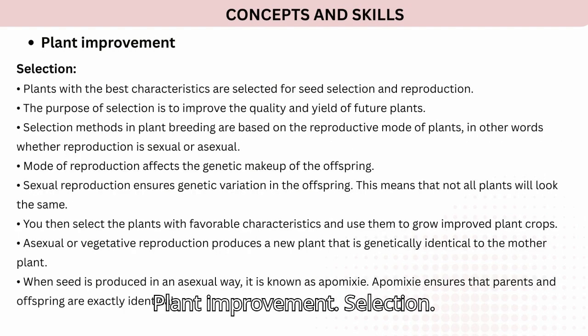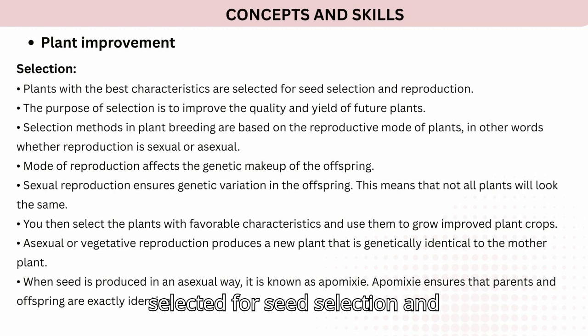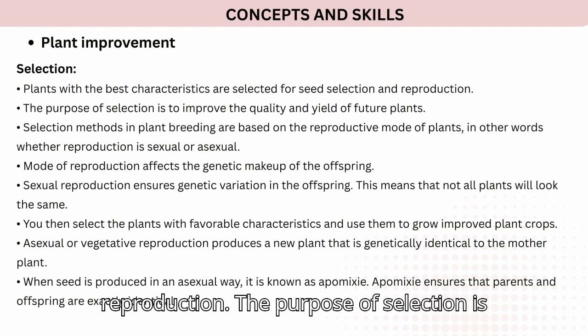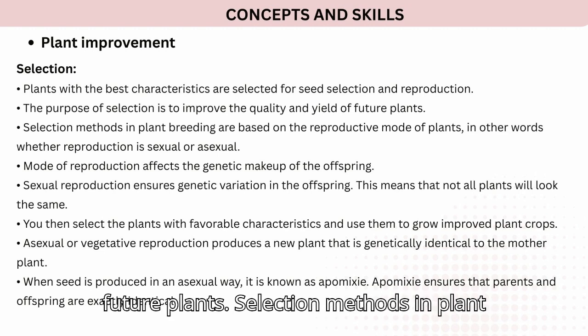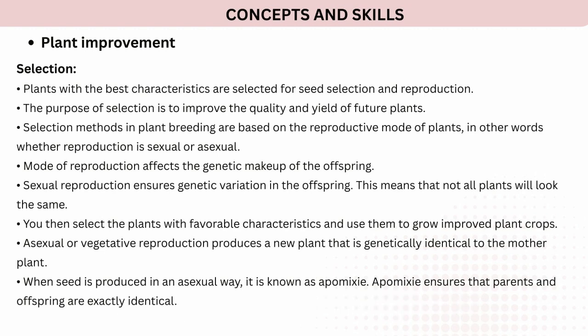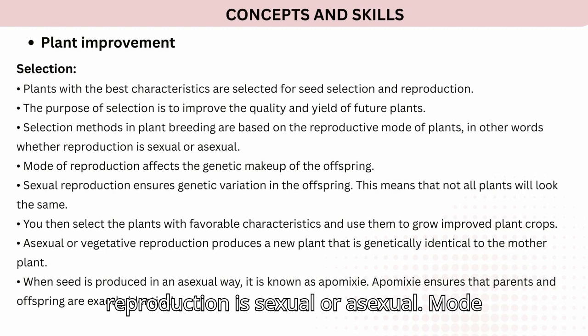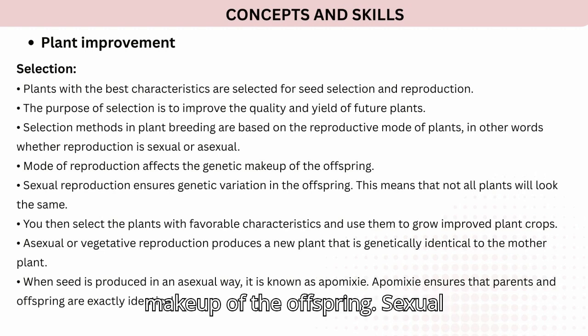Plant improvement. Selection. Plants with the best characteristics are selected for seed selection and reproduction. The purpose of selection is to improve the quality and yield of future plants. Selection methods in plant breeding are based on the reproductive mode of plants, in other words whether reproduction is sexual or asexual. Mode of reproduction affects the genetic makeup of the offspring.